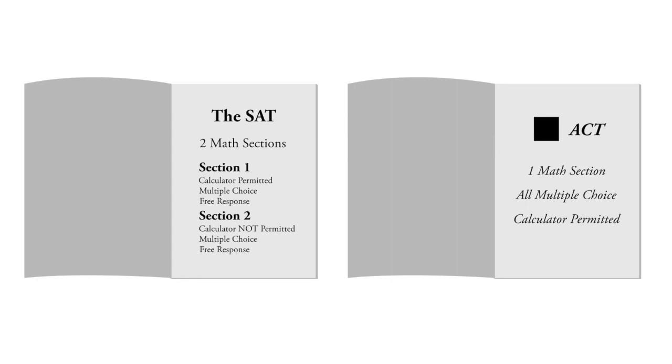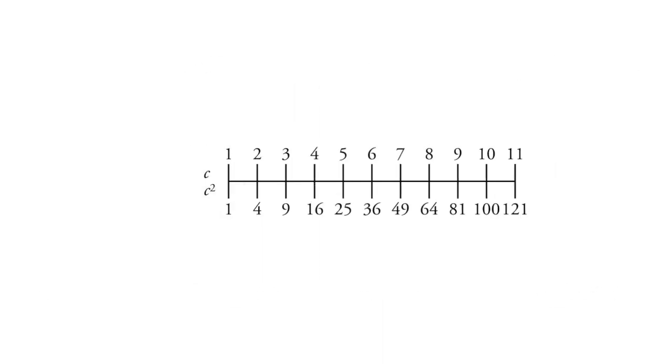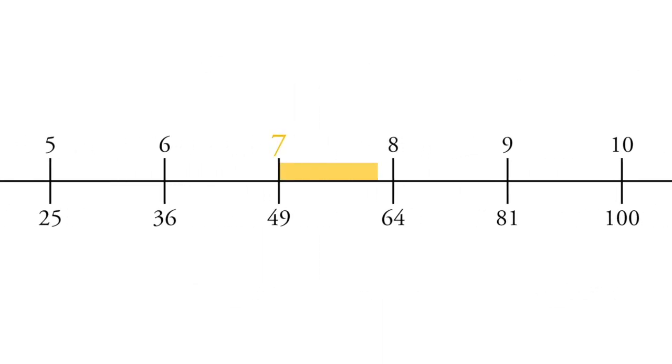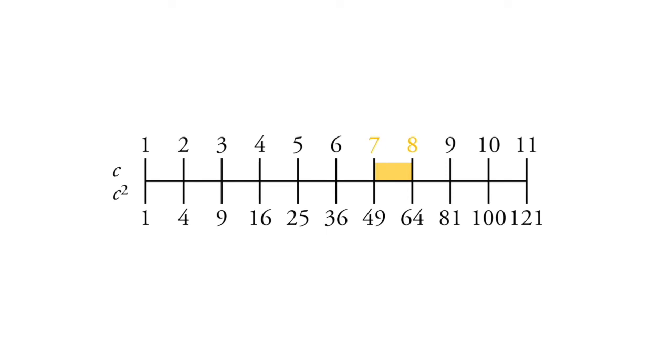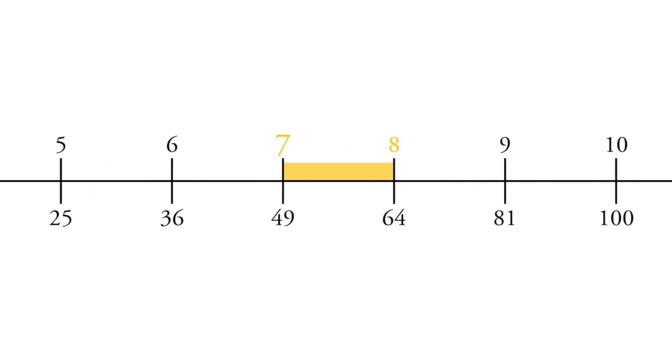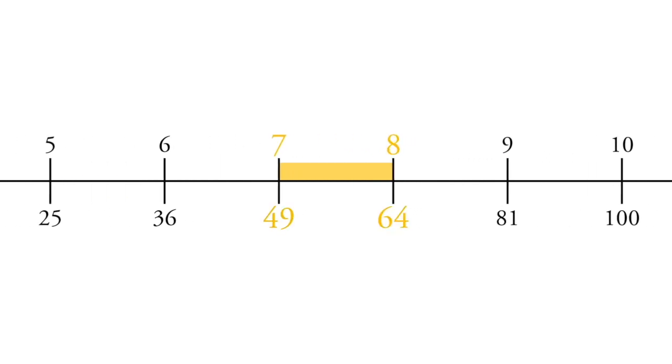So if you were to have a question like this, I'm guessing it would be more likely to come on the SAT. So let's assume we didn't have a calculator. Even then, if we look at a number line and zoom in between 7 and 8, on the top of the number line we have the numbers like a normal number line, and on the bottom we have the square of the number. 7 squared is 49, and 8 squared is 64.